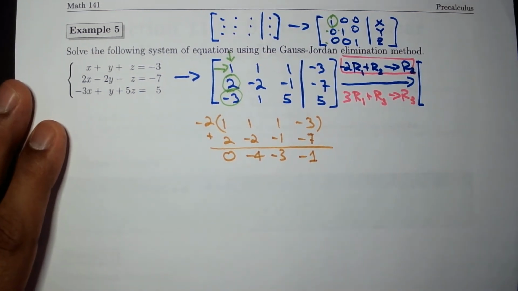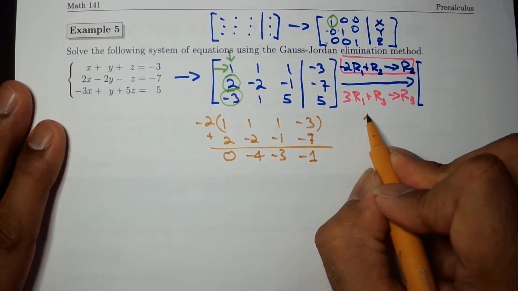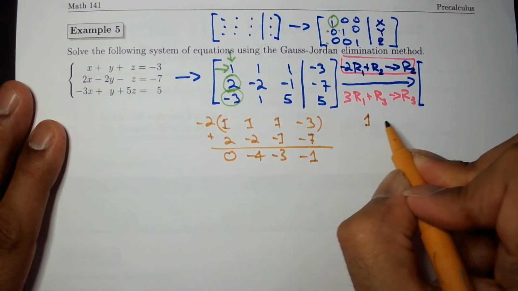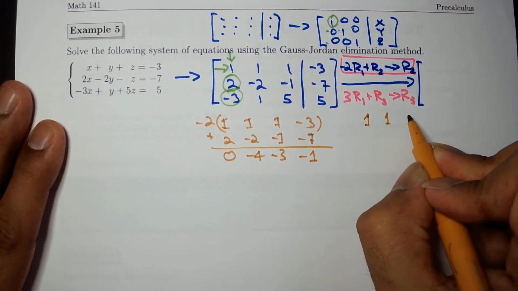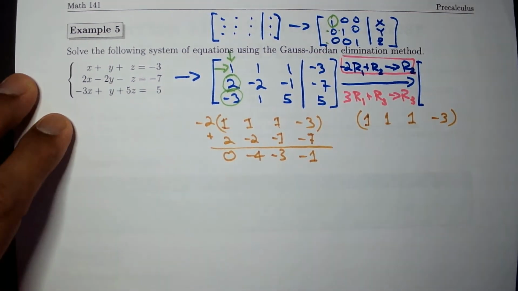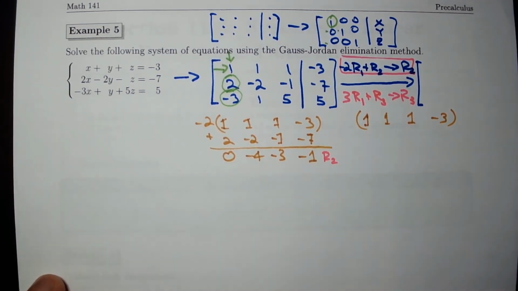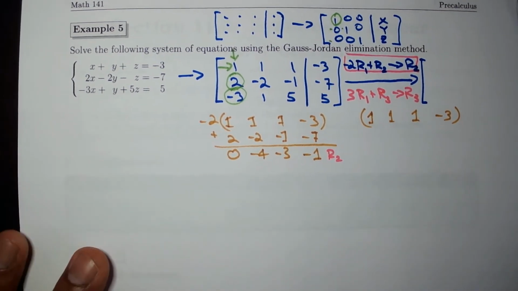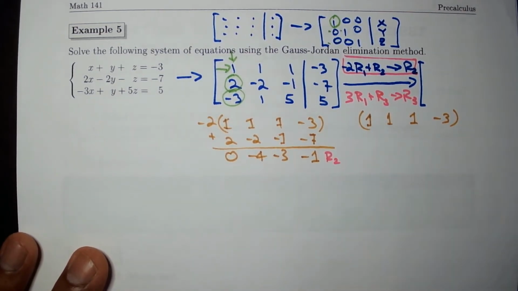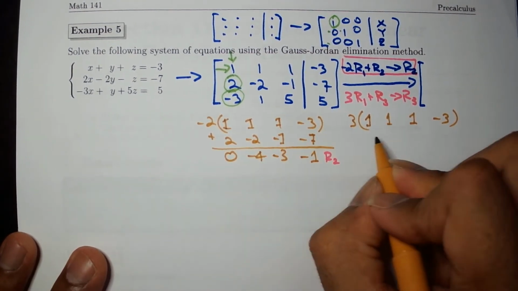Let me do the same with the first row as well. So that's a 1, 1, 1, and negative 3. But in this case, to obtain a new row 3. So this is a new row 2, and I'm going to do the operations to obtain the new row 3. I'm going to multiply this by 3 and add it to the third row.